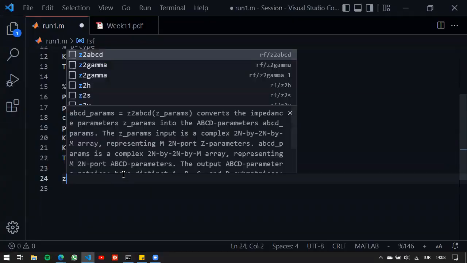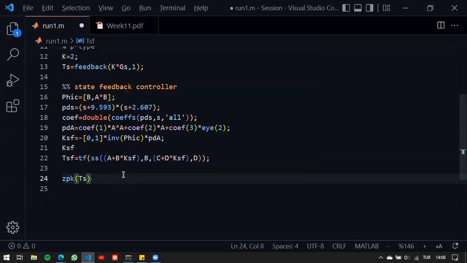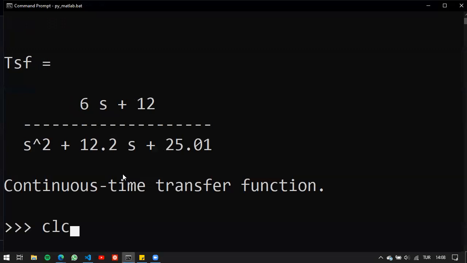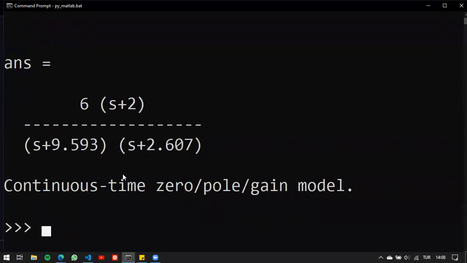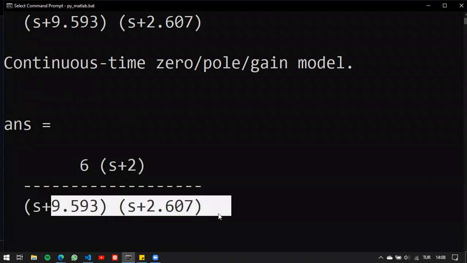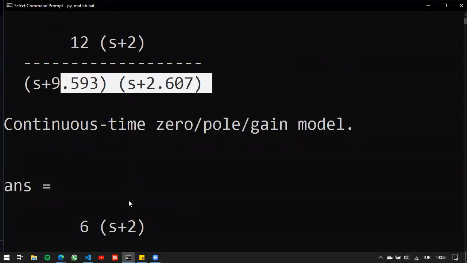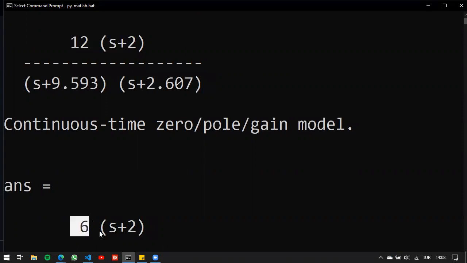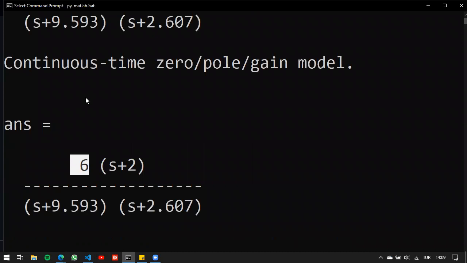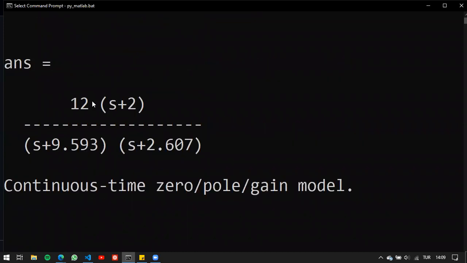So let's look at ZPK of TS and TSF in order to observe the differences here. There we go. We can see that we have the corresponding poles. We have the same zero. There's a slight gain difference. But other than that, we have the same setup here. Interesting, because I've chosen the same set of poles for both of the designs. And I got almost the same with a gain difference that I can also basically fix, but it's not really the point of today.